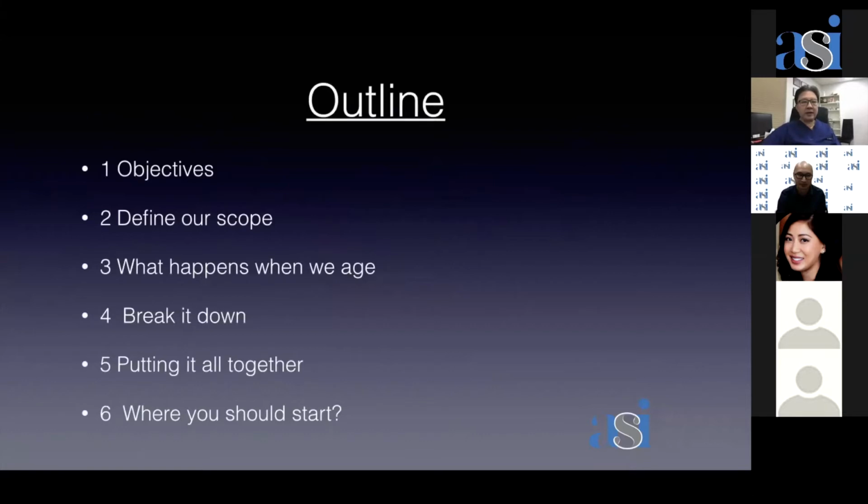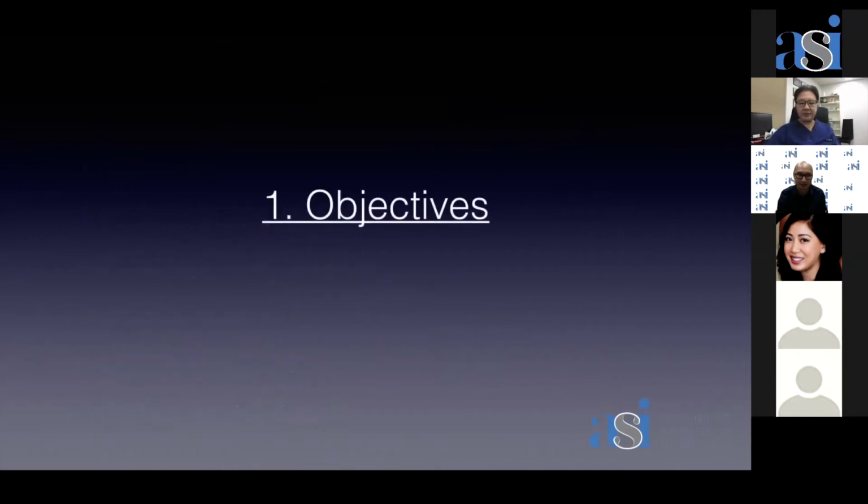So the outline of today's talk is defining our objectives, and then defining our scope. We need to know what happens when we age, because if we don't know, then we won't know how to deal with it. Then breaking it down and putting it all together, and a short brief about where you start. Now, I have to assume that most of us here have the experience of treating skin, but let's break it down to basics. That's what I want to do.